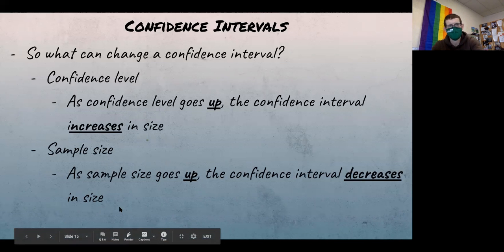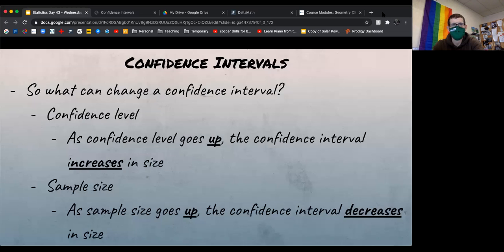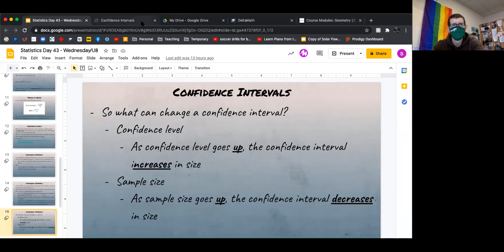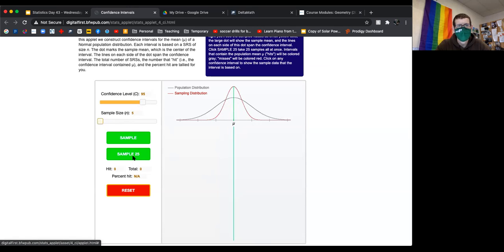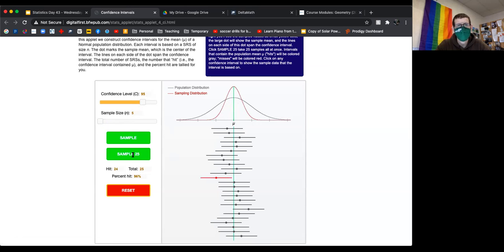So let me go back now to this. And as soon as I change the sample size, it's going to delete everything. Okay, this is a sample size of 20. All right. And let me just generate 25 real quick. I'm not going to change the confidence level, but now I'm going to decrease my sample size to 5. And I'm going to sample 25 again, and you can see the difference there.